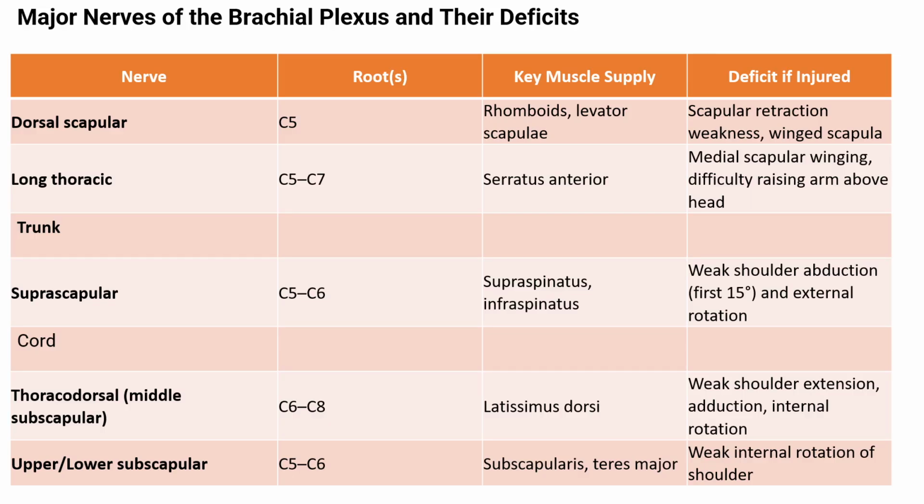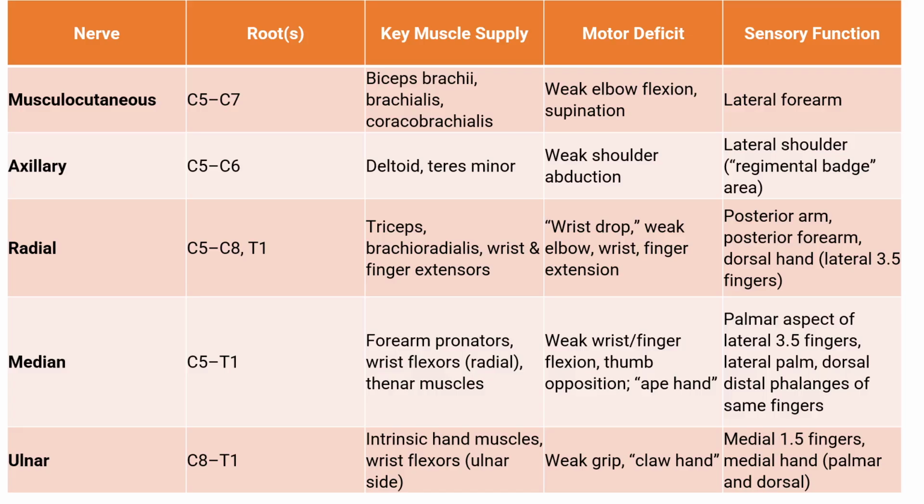The brachial plexus begins with roots C5 through T1, which give rise to the dorsal scapular and long thoracic nerves. Injuries at this level can cause a winged scapula or weakness in shoulder elevation. From the upper trunk, the suprascapular nerve emerges, so damage here may lead to weak shoulder abduction and external rotation. Finally, the cords give rise to the major terminal nerves, the musculocutaneous, median, ulnar, axillary, and radial nerves, where injury can result in arm flexion weakness, claw hand, wrist drop, or sensory loss in their respective distributions.